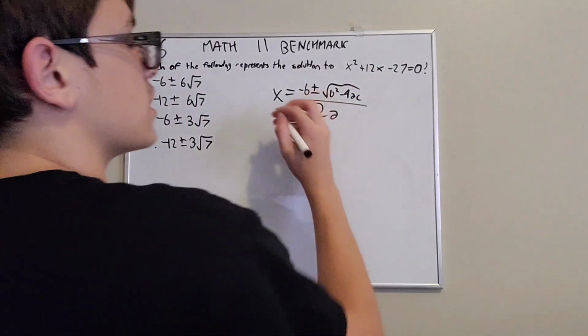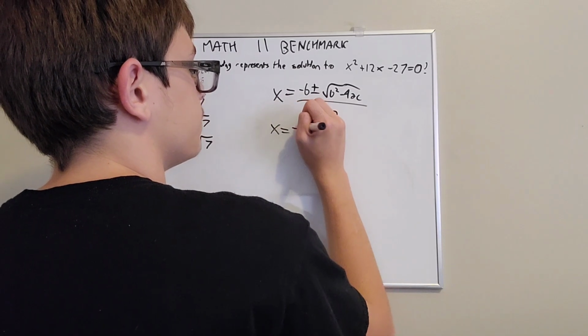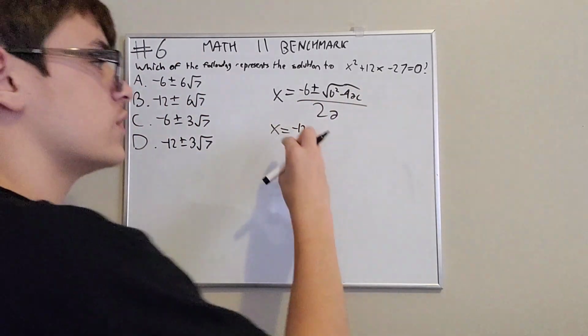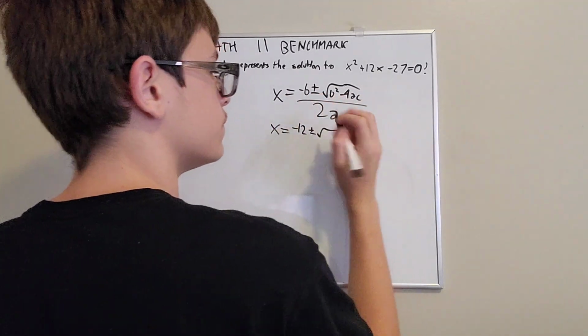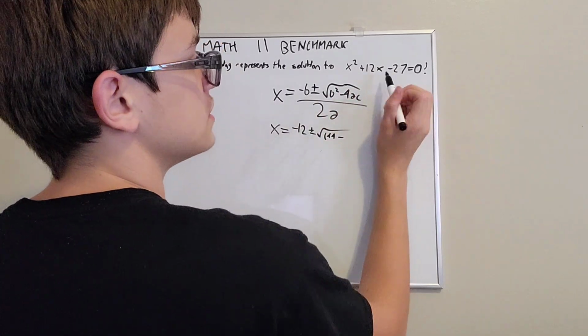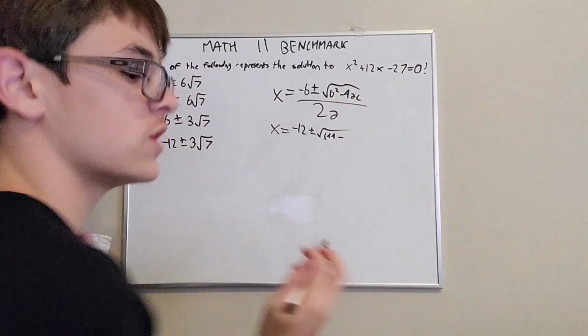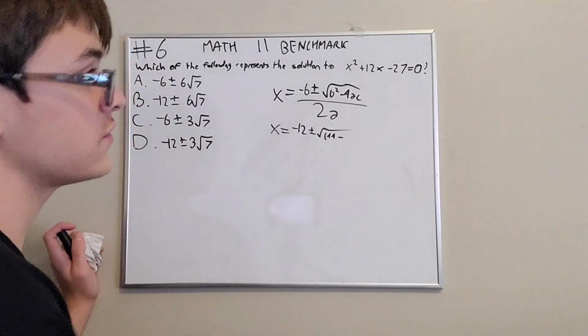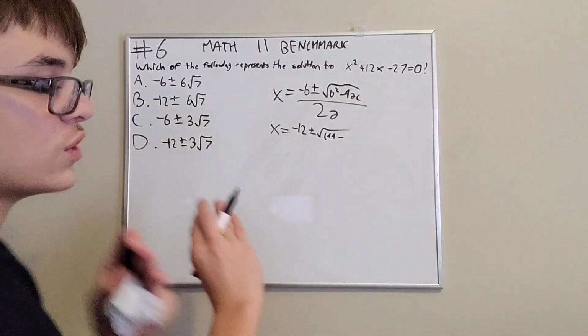So first we need to plug in our negative b. x equals negative 12, right? Because our b is 12. So negative 12 plus minus the square root of b squared, which is 144, minus 4ac. 4, 1, negative 27. So negative 27 times 4, since the 1, we don't do anything with that.